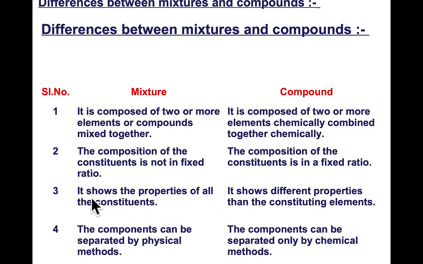Next is, a mixture shows the properties of all the constituents, but a compound shows different properties than the constituent elements, which indicates that this is the physical change and this is the chemical change. The components of a mixture can be separated by physical methods using simple techniques, and the components of a compound cannot be separated by physical methods. They can be separated only by chemical methods. So that's all with this.